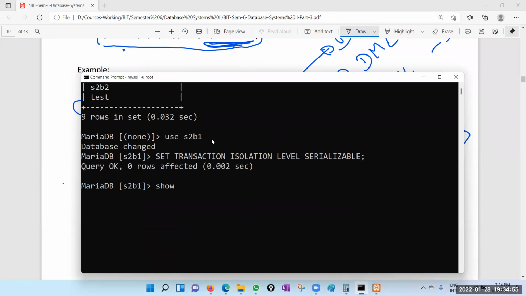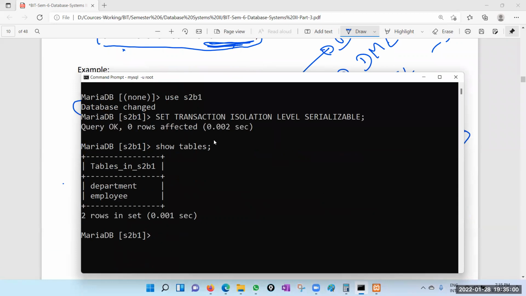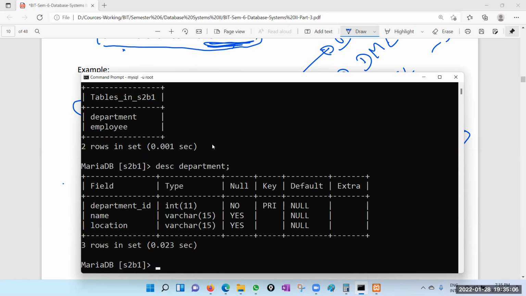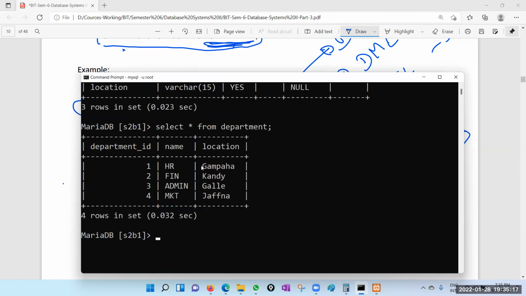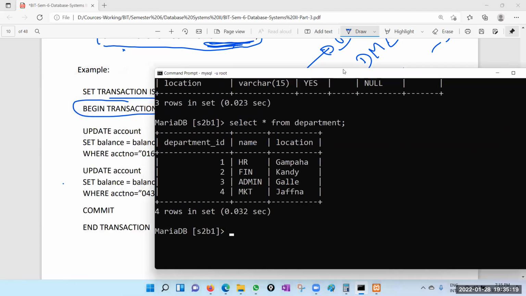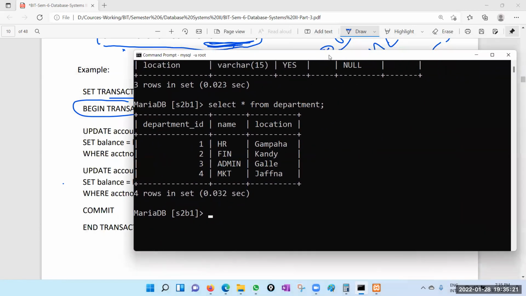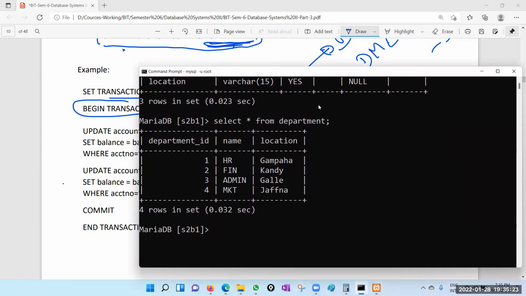Show tables. Take a table, select all from employee department. Say I want to do an insert. Okay, I don't want to, let's do an update.